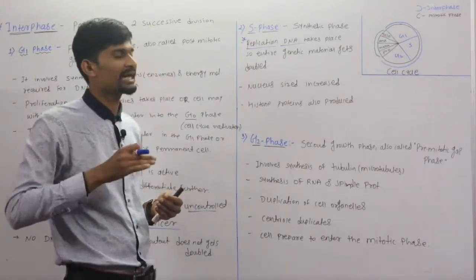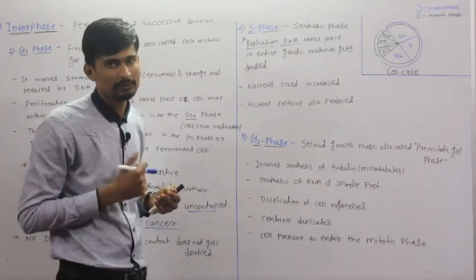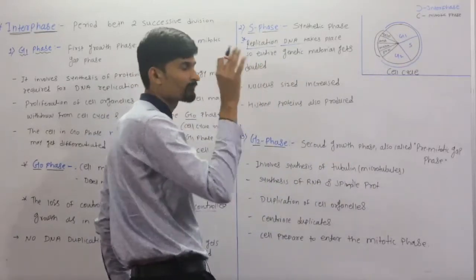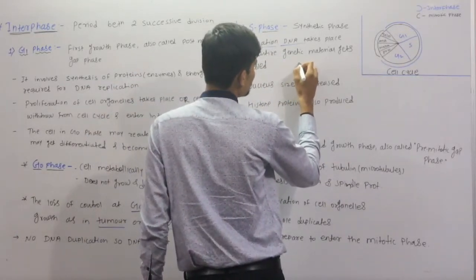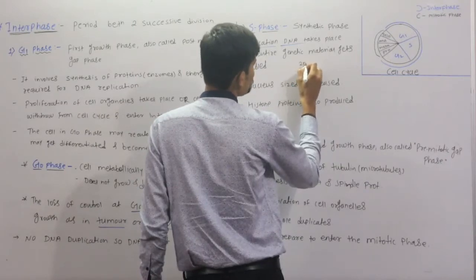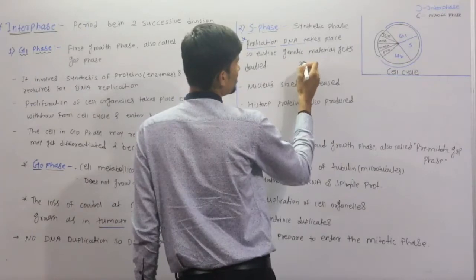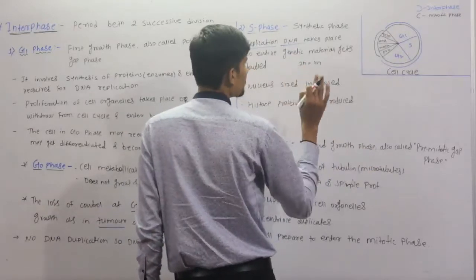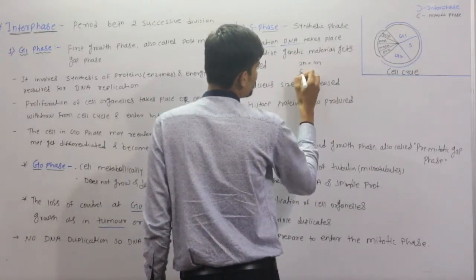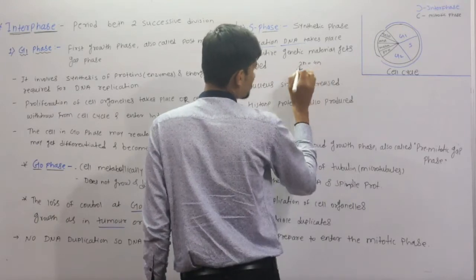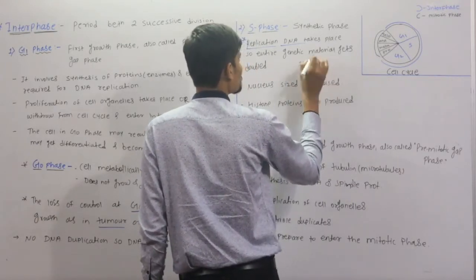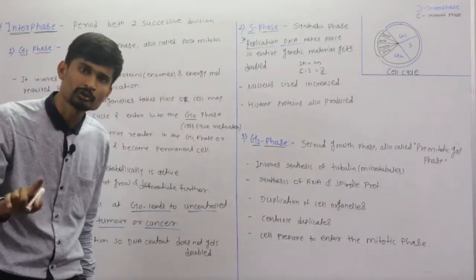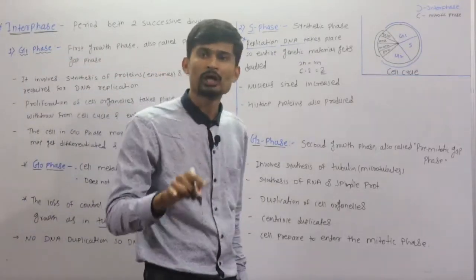That's why the entire genetic material of the cell gets doubled. It means that if in the G1 phase the DNA content is 2n, it will become 4n, meaning it gets doubled, but the number of chromosomes does not change. If the chromosome number is 2, after the S phase the chromosome number will be the same, that is 2. There is no increase in the number of chromosomes, there is only an increase in the amount of DNA.